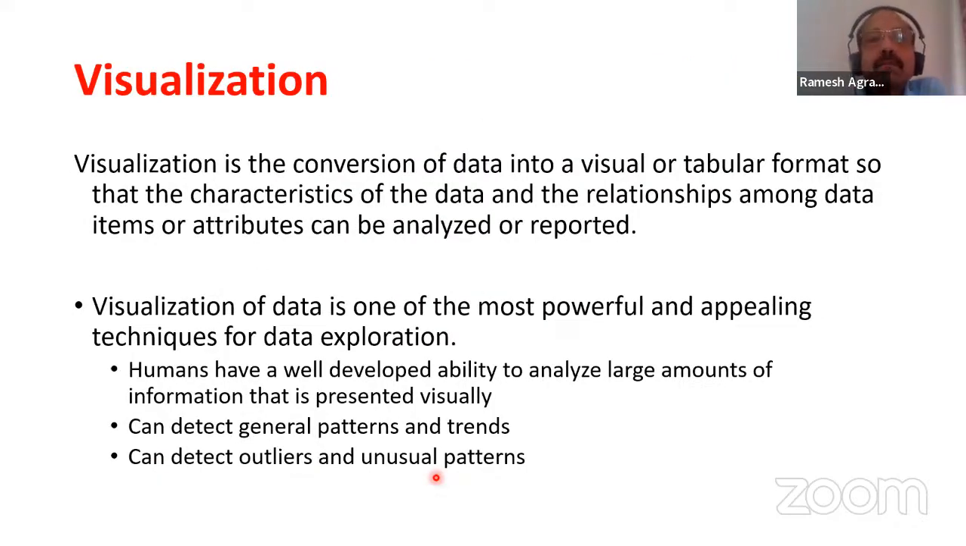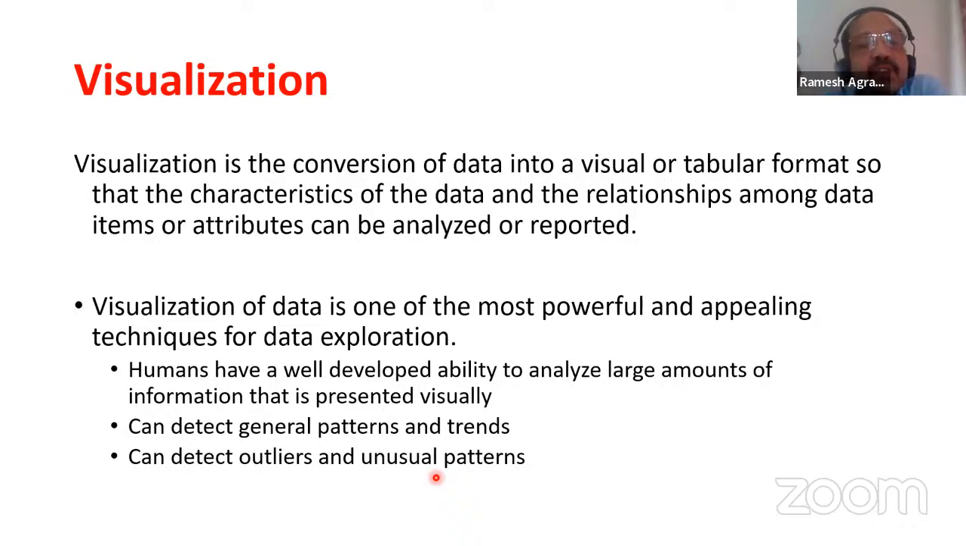But you will find that visualization techniques are more often used for the analysis of data. So let us see what we do in visualization. Visualization is the conversion of data into a visual or tabular form, like a bar chart, pie chart, or histogram, so that the characteristics of the data and the relationship among the data items can be analyzed.